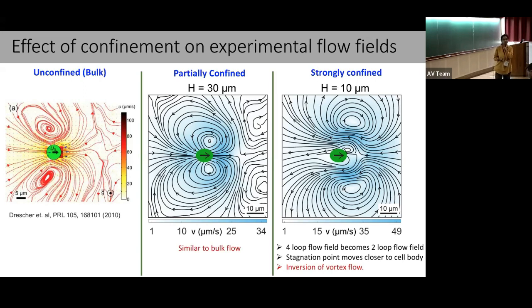My question is, under the strong confinement, do the beating frequencies remain constant? Yes, the beating frequency remains constant, because the flagella is really not making contact interactions with the wall. So the beat frequency remains unchanged.